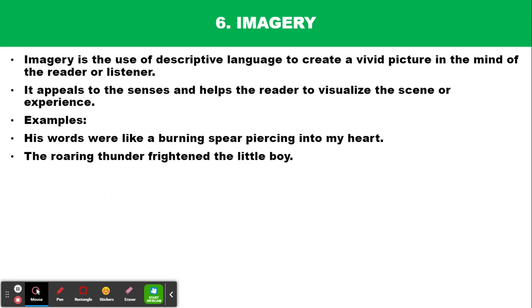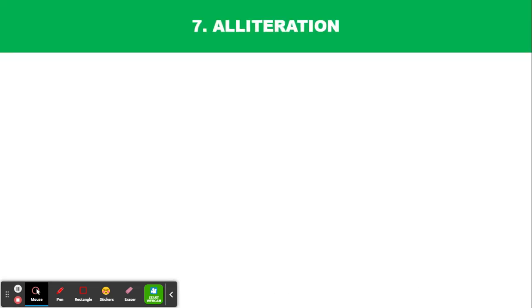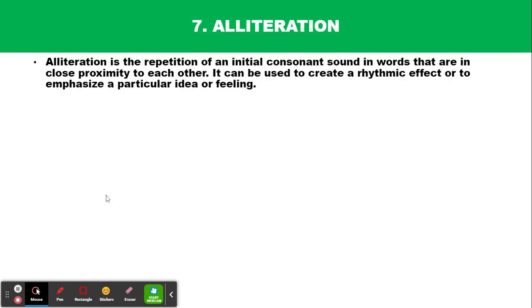The roaring thunder frightened the little boy. When she saw the huge dark figure of a masked man, her heart jumped into her mouth. These are all pieces of descriptive language that create pictures in the mind of the reader or hearer. Number 7, alliteration.